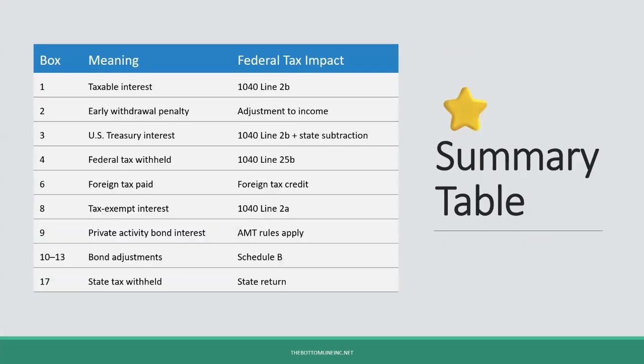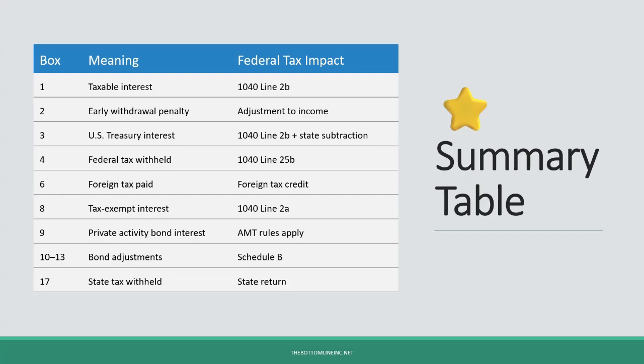So again, here's just a little summary table. I think that's really good for interest. Box 1 is taxable interest, 1040 line 2B. If it's over $1,500, we have to put it on a Schedule B. The early withdrawal penalty is an adjustment to income. It goes on that Schedule 1.